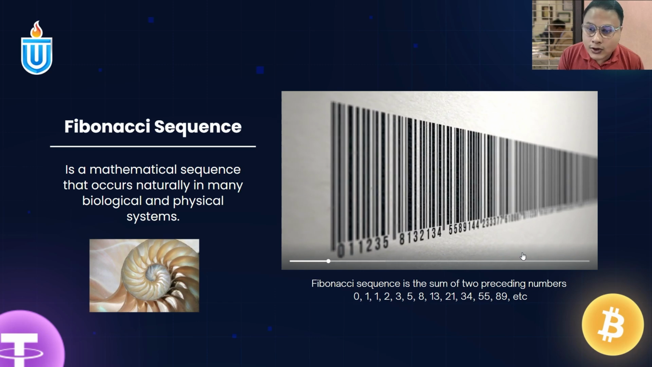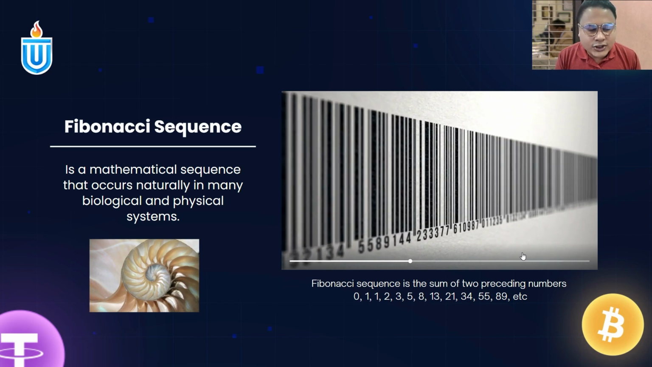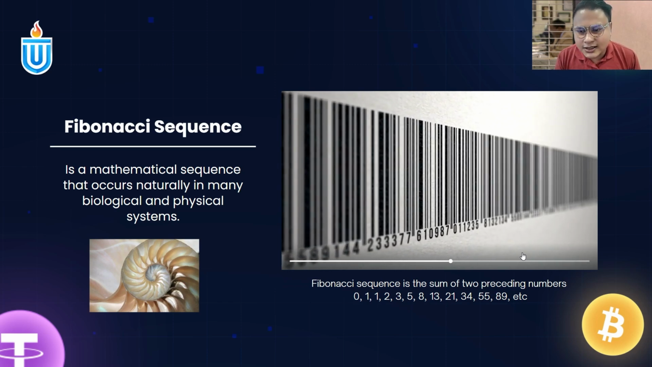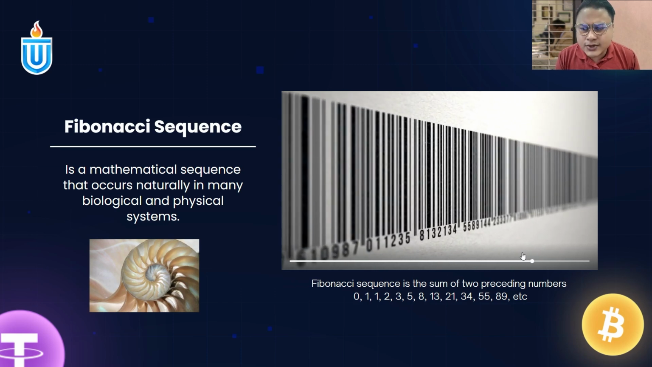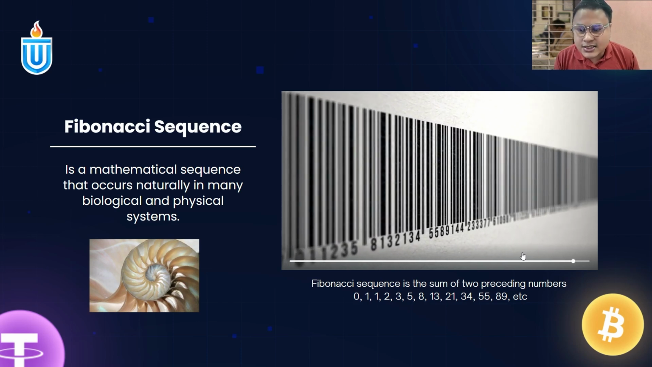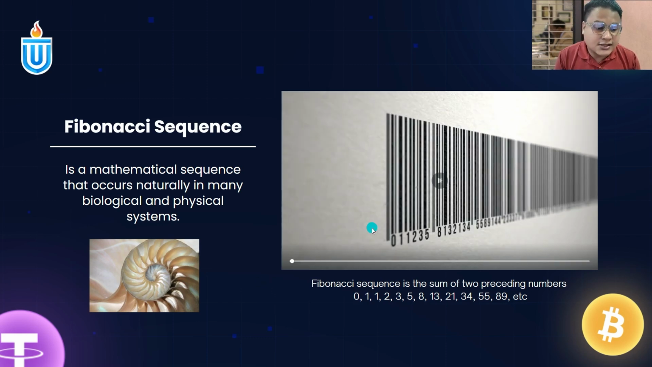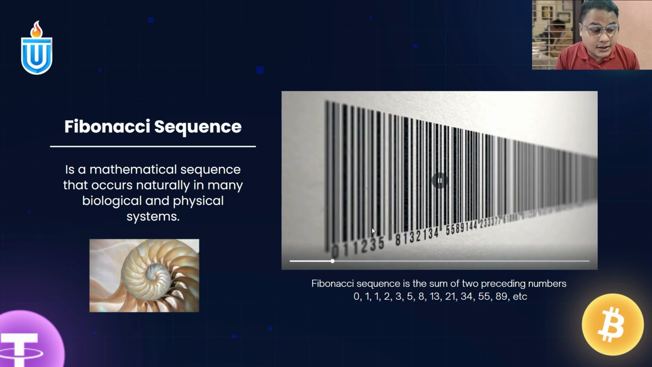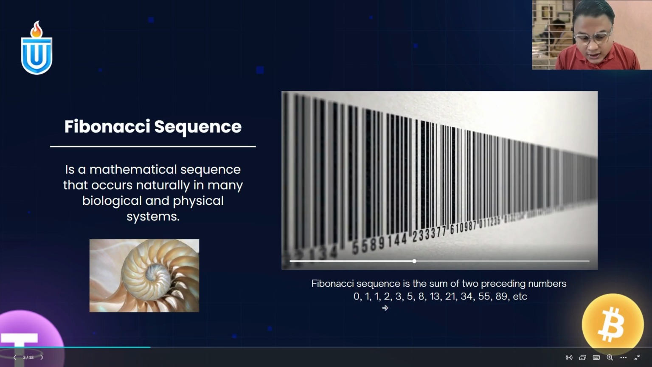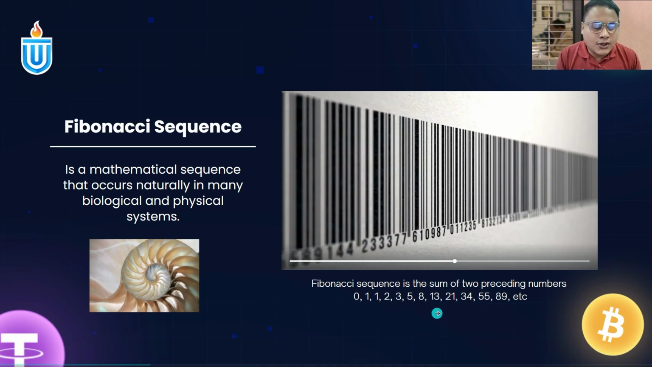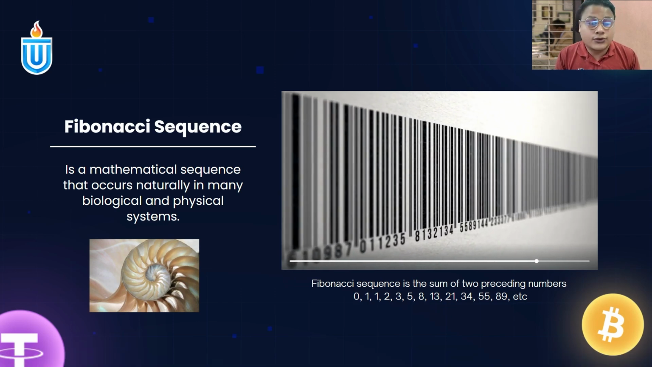So, yun. Moving forward, yung Fibonacci sequence, ano ba to? Since sinasabi natin yung Fibonacci retracements and extensions in technical analysis, kailangan aralin din natin kung saan siya nanggaling. Yung Fibonacci sequence is a mathematical sequence na nag-occur naturally in many biological and physical systems. So, yung Fibonacci sequence is basically the sum of two preceding numbers. So, ito yung parang sequence niya, no? 0, 1, 1, 2, 3, 5, and others, no? So, para siyang sequence in which meron siyang growth, di ba?